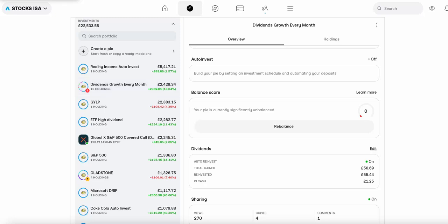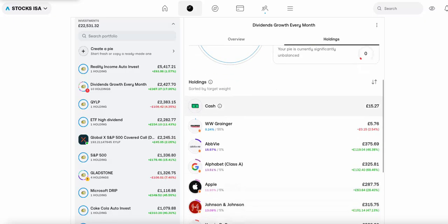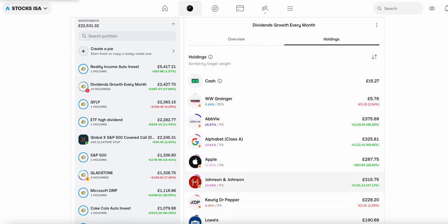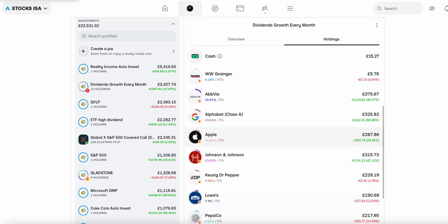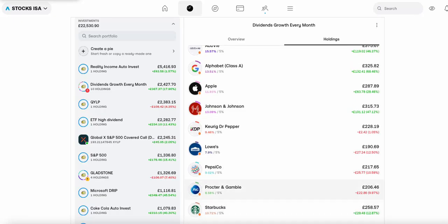This is a big pie of mine. This is, as you can see there, 10 holdings. It's more of, I've basically chose 10 growth stocks, but these growth stocks also pay me dividends as well. And the goal is that every month, one of these companies or two will pay me dividends. So every month, I will get paid some kind of dividend from one of these companies. But most of the companies, they are all growth stocks, as you can see here below. AbbVie, Google, Apple, Johnson & Johnson, Lowe's, PepsiCo, Procter & Gamble, Starbucks.